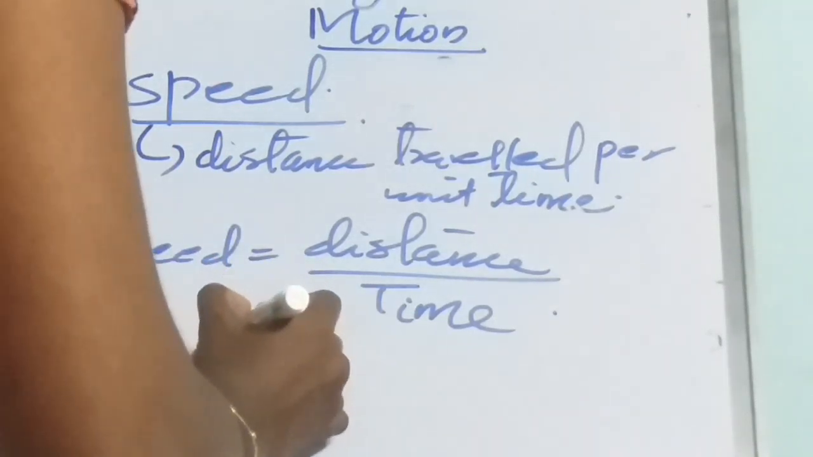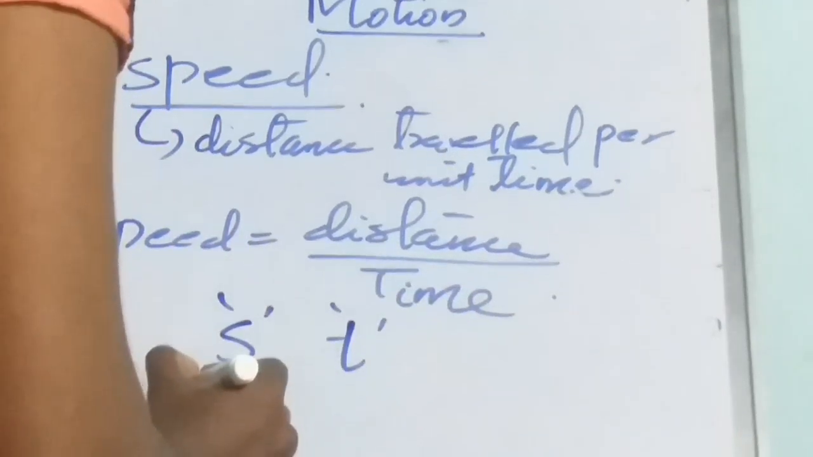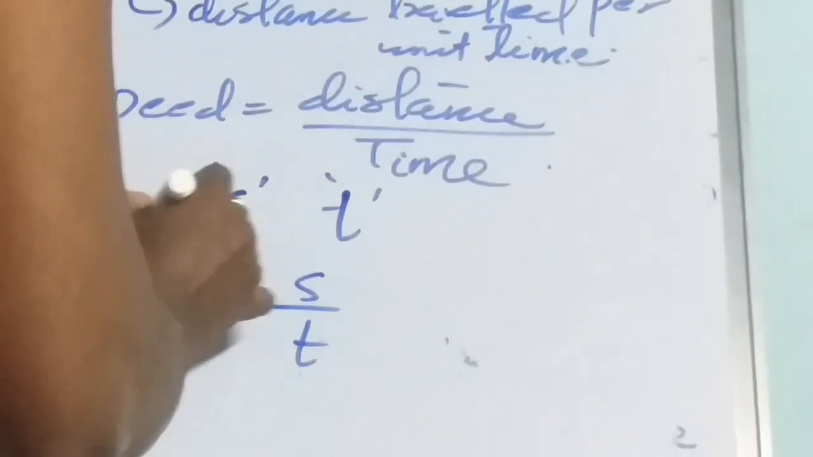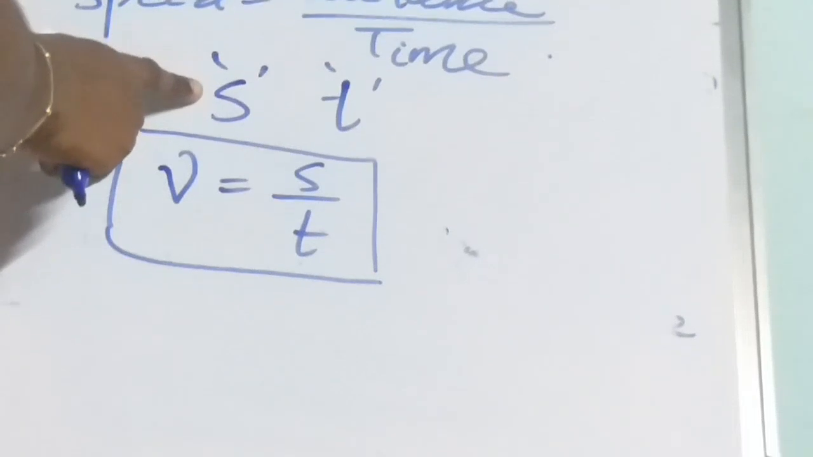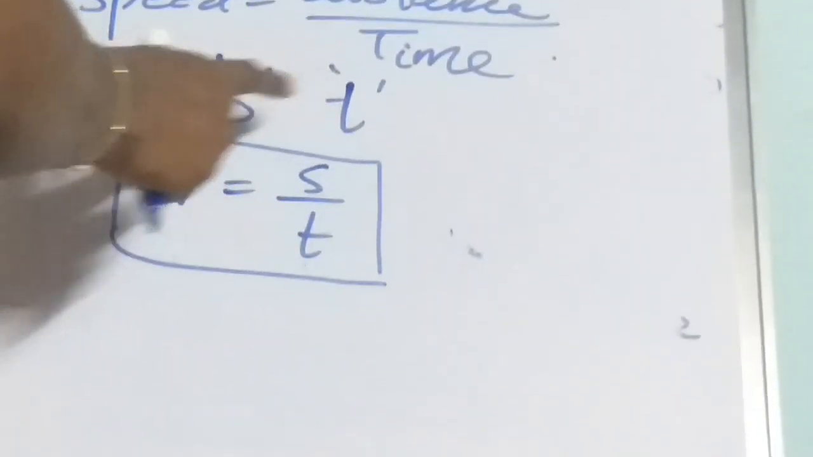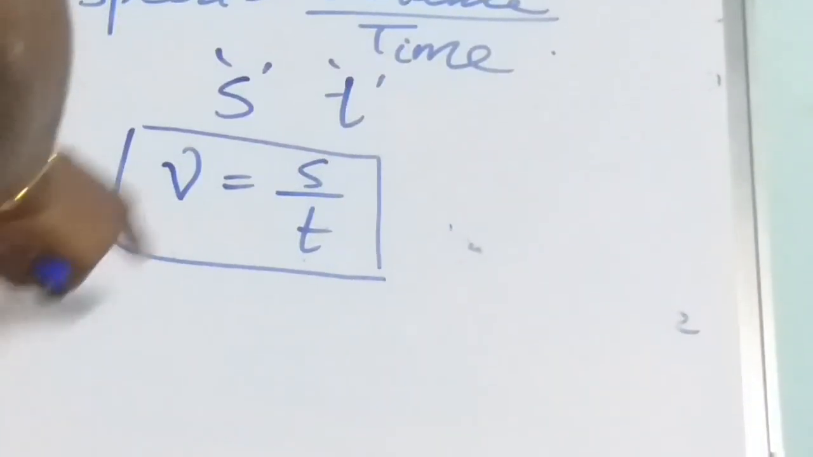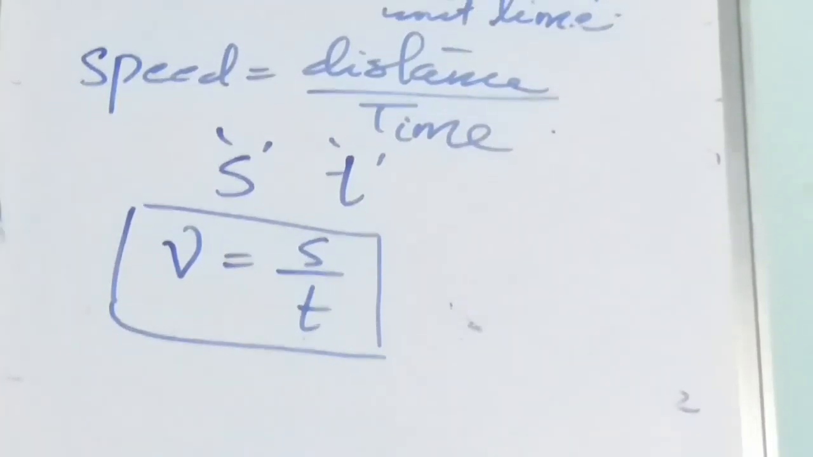Suppose an object covers s distance in time t, then the speed v can be represented as s by t. This is the equation for speed. Speed v is equal to s by t, where s stands for the distance travelled and t stands for the time taken to cover that distance.